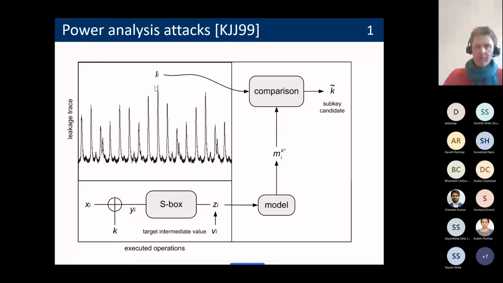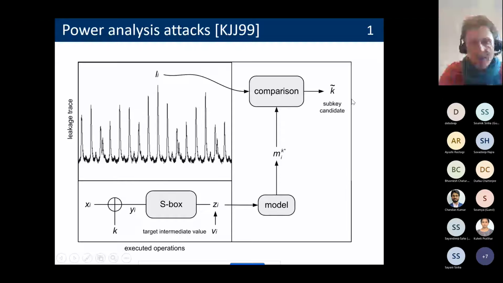And if the model is good, properly estimated and accurate enough, then by comparing the 256 models that correspond to 256 key candidates with the single leakage vector that you have, which corresponds to the real measurements for the correct key, you're actually able to recover one subkey candidate. And then you just repeat that 16 times and you have the key in full.